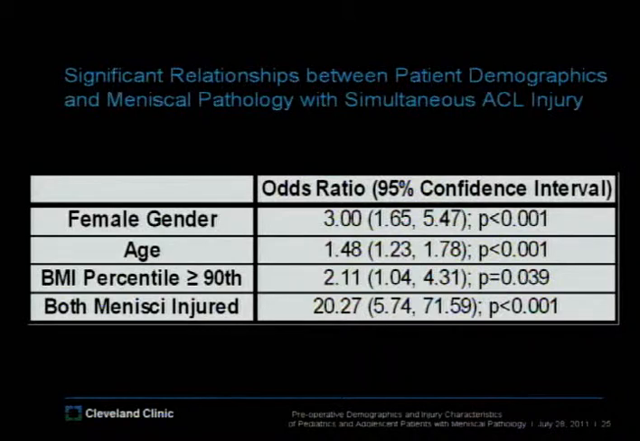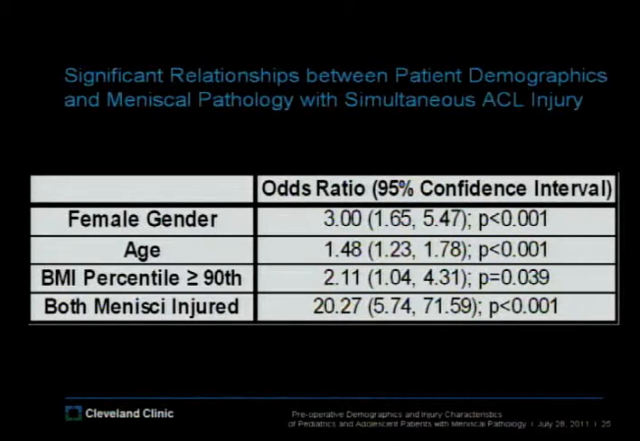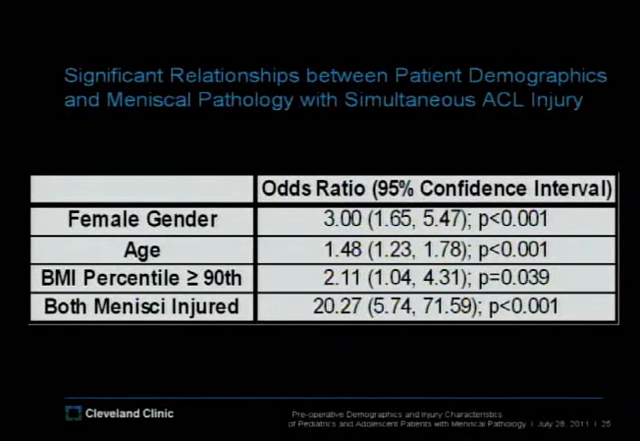So for BMI percentile of greater than 90th, which means that children who were overweight or obese were 2.11 times more likely to have an ACL injury with meniscal pathology.